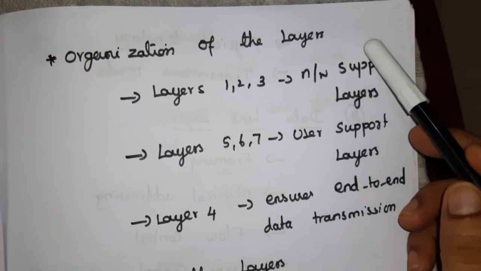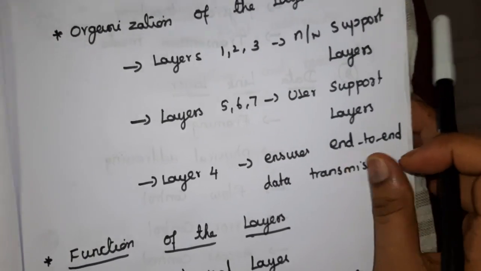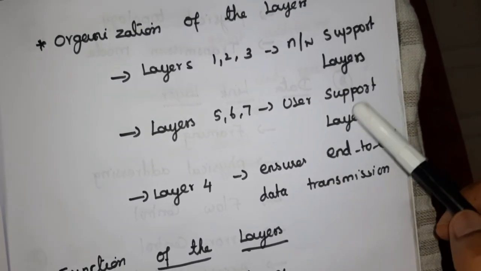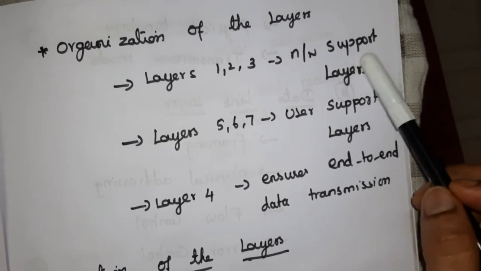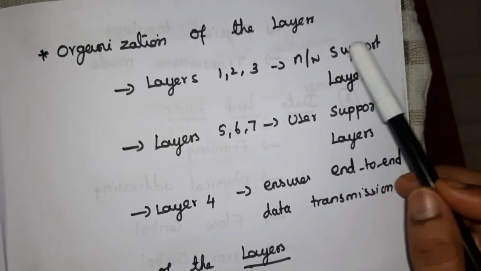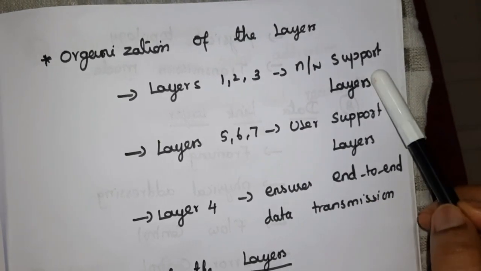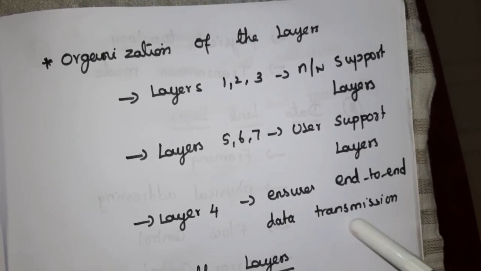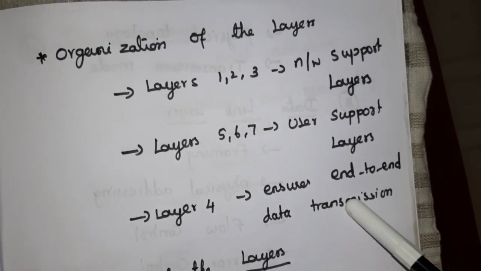Next is the organization of the layers. Layers 1, 2, 3 are network supporting layers, and layers 5, 6, 7 are user supporting layers. In the physical layer we define the physical transmission medium, basically the characteristics of the physical medium to transmit data from one device to another device. And layer 4, the transport layer, ensures end-to-end data transmission.